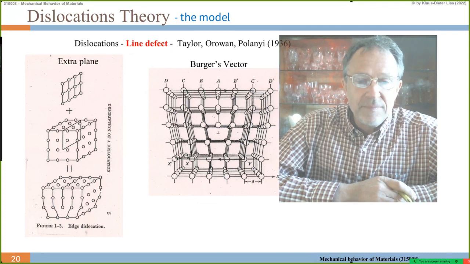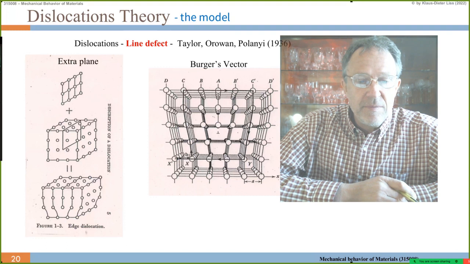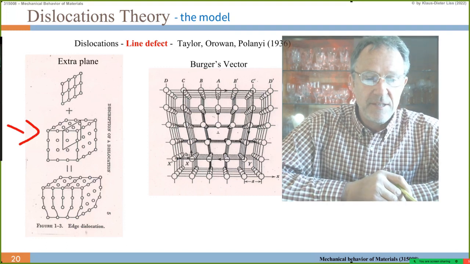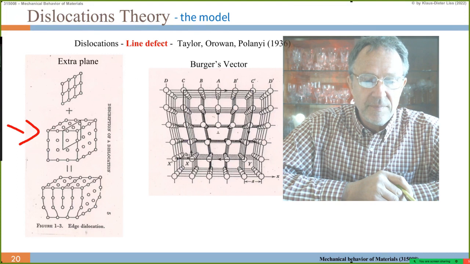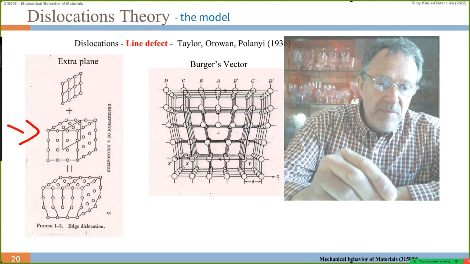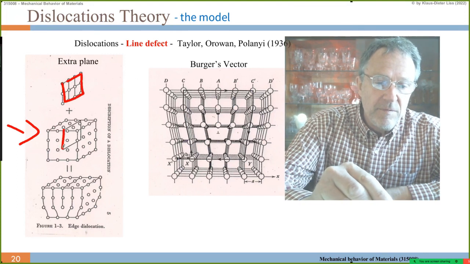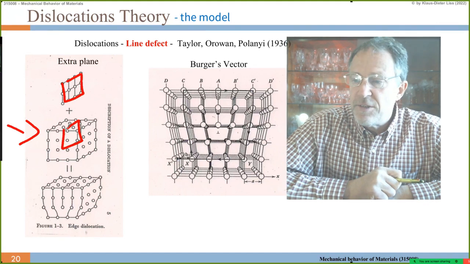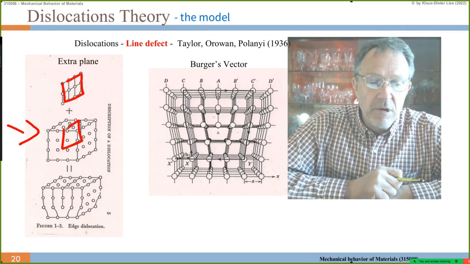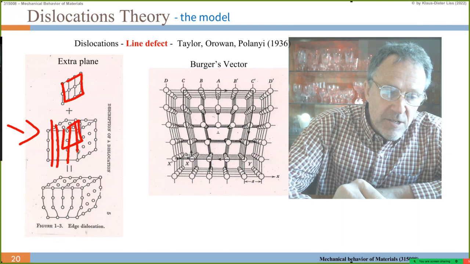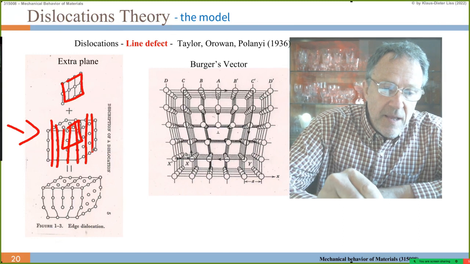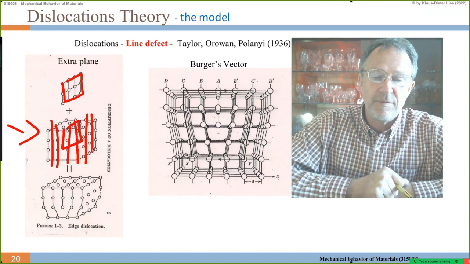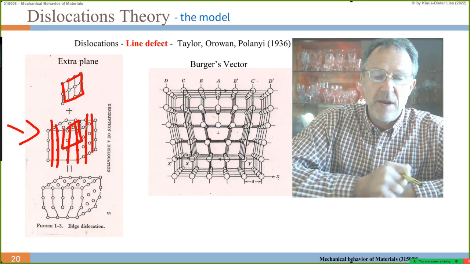Remember, we have a perfect crystal, as shown here, and then we introduce half a plane from the top, which ends up here. It's like inserting a sheet into a book. You can say these are the pages of a book, and you put one sheet in between which does not go to the other end of the book, but stops somewhere in the middle.